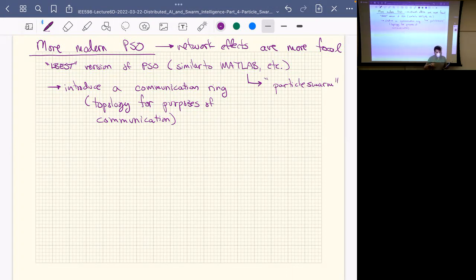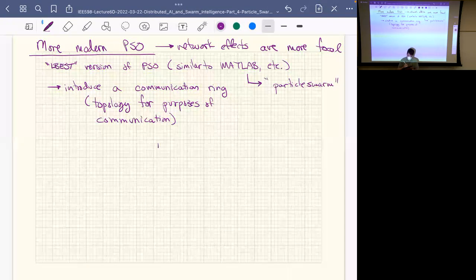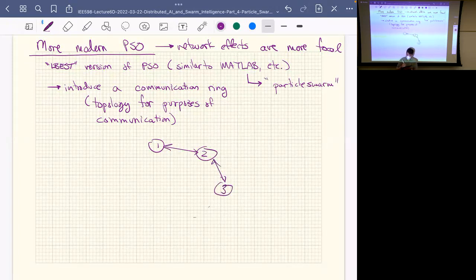And so now being next to isn't actually related to their position. We just assume that there's some communication topology that can be met. So you can, again, create a ring, where I have agent one next to agent two, and it's bidirectional, I guess. Agent two is next to agent three, it goes around, and then I've got my agent N next to agent one.